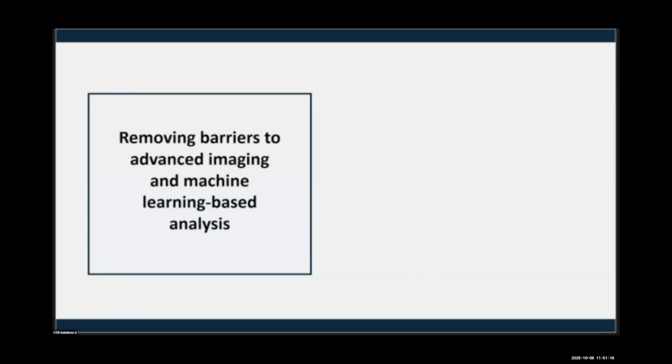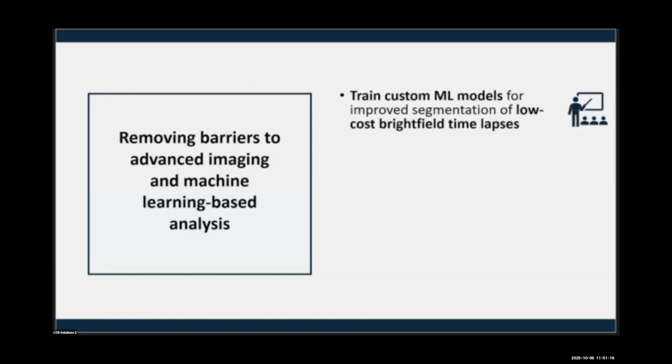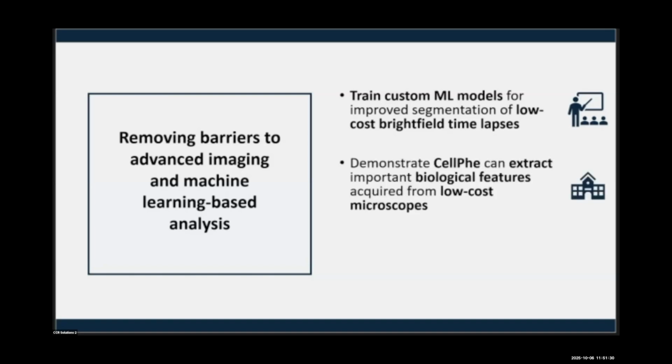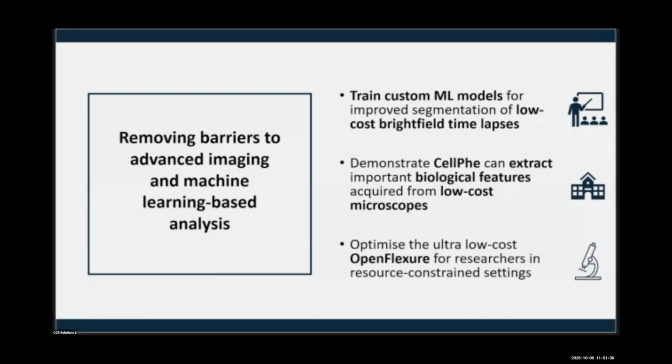To overcome this, I'm going to talk today about three key things that we've been doing. So firstly, we've been training custom machine learning models that have been specifically designed to improve the segmentation for low-cost microscopes, which I'll talk about shortly. We also wanted to show that our selfie toolkit can be used for selfie phenotype extraction on these low-cost microscopes. And finally, I want to talk about how we've optimized a very ultra-low-cost 3D printed microscope called the OpenFlexure to enable researchers to generate this preliminary data.